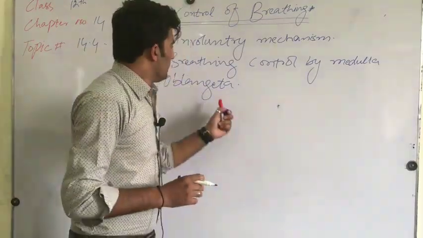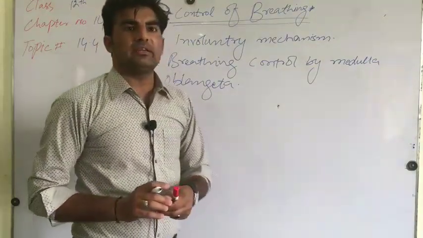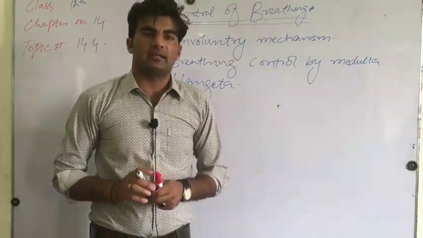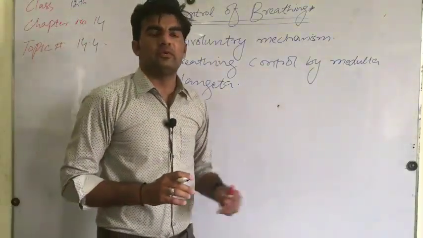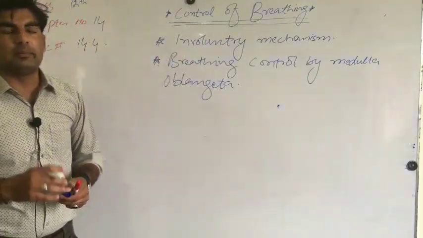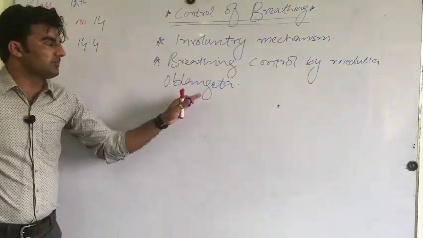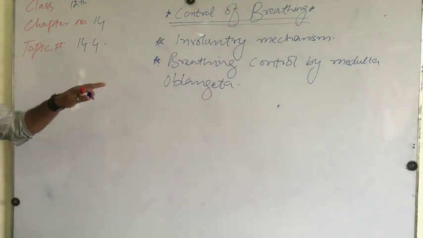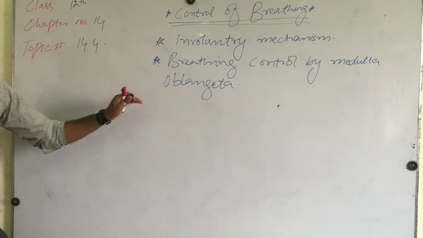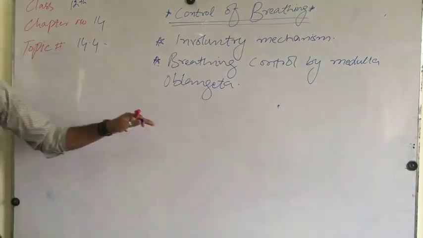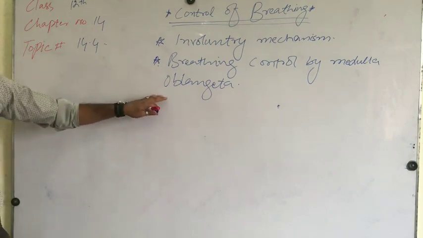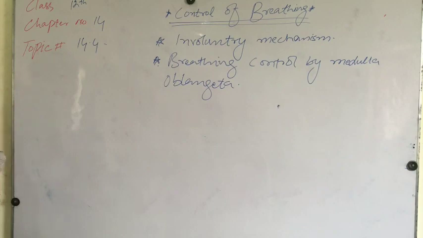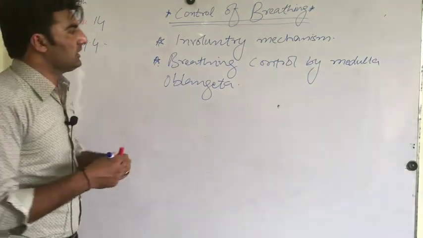Now, how does it control the breathing mechanism? There is a respiratory center, a breathing control center, located in the medulla oblongata. Its function is to control the breathing mechanism, both voluntary and involuntary breathing. There are two portions of the breathing control center.